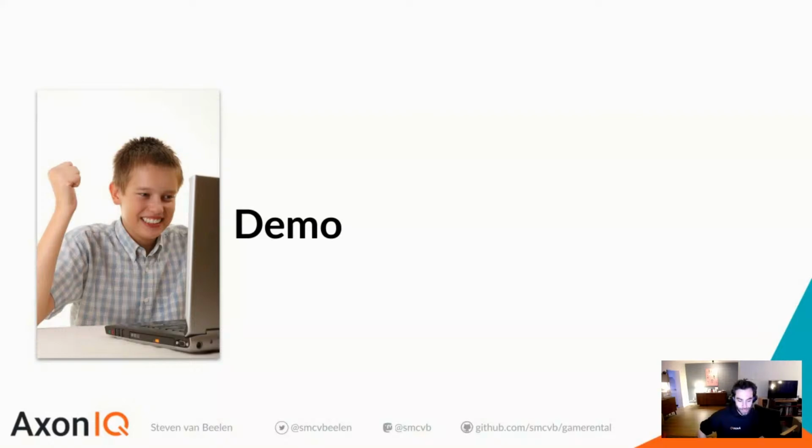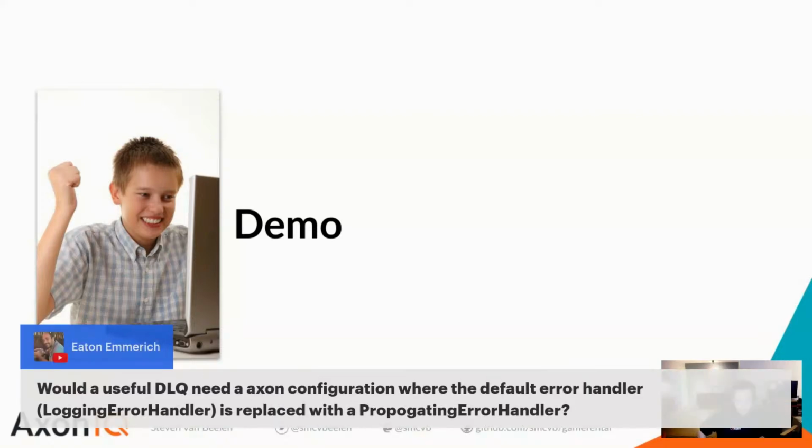So let's move over to Ethan. Hi Ethan, welcome. Would a useful DLQ need an Axon configuration where the default error handler is replaced with a propagating error handler? A very good question, Ethan.